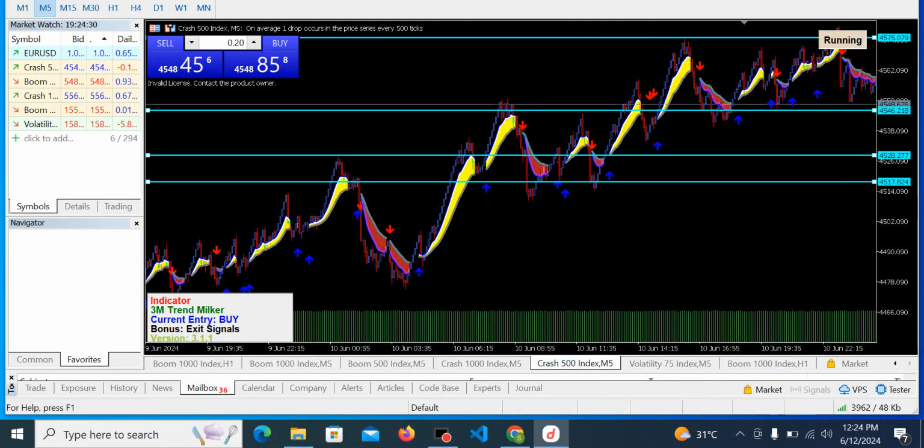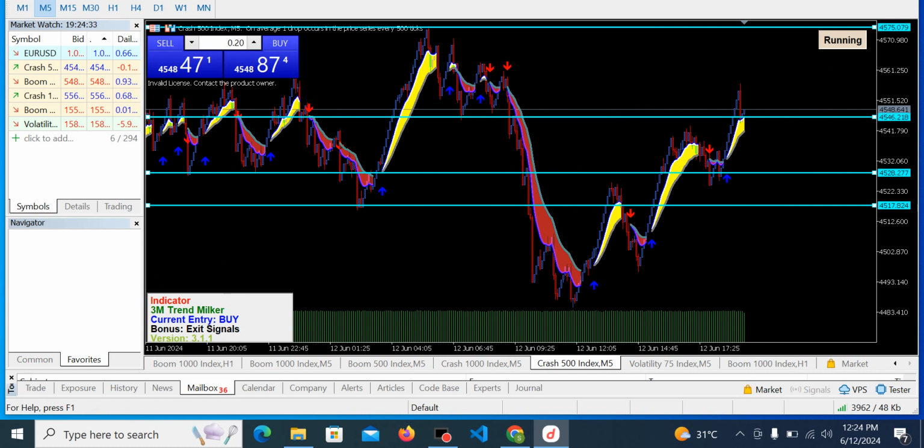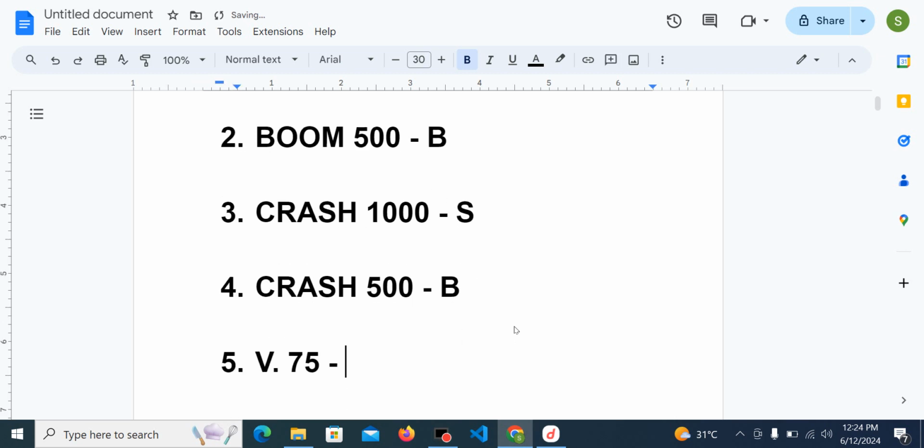Next asset is going to be Crash 500. Let's check it out right away. So this is Crash 500, and of course this actually sold right from this resistance until it got to this support zone. Right from here it was unable to break out below it, and it is still buying at the moment, so this is going to be giving us more of a buying opportunity than a selling opportunity.